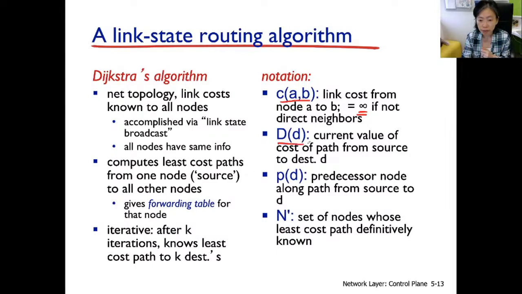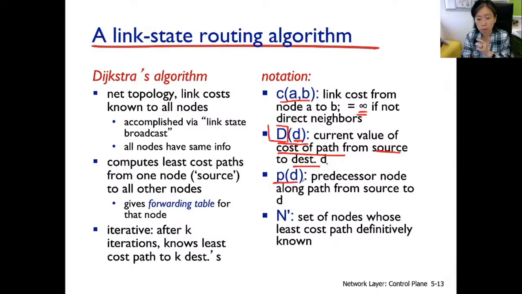Second notation is this, D(d). Small d here indicates that for a particular destination, the path from this router doing the computation to this destination, what is the cost of the path currently? Capital D here actually stands for distance. This is also saying what is the current distance to a particular destination d for this router doing the computation.